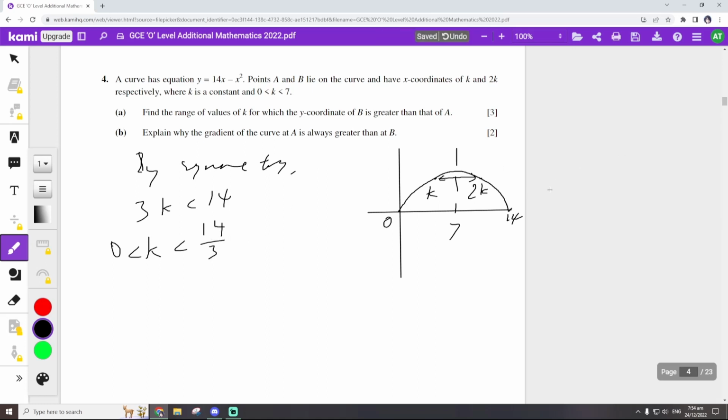I'm not sure how I would explain it in detail. I'll probably say that the line of symmetry is x equals 7.